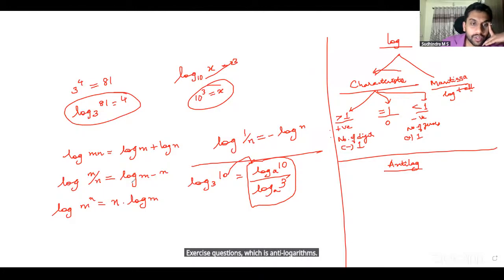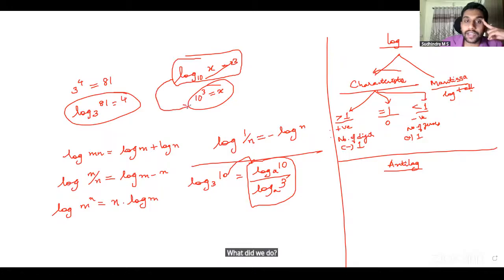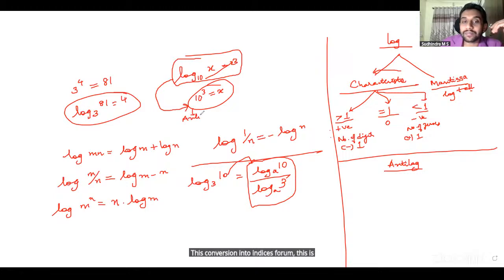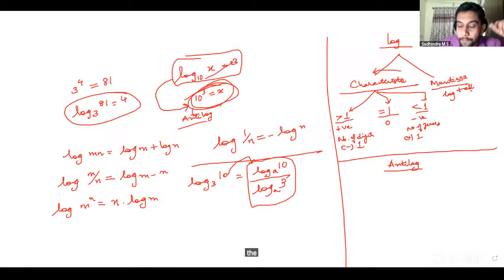Now, this is in logarithm form. What did we do? We converted it into which form? Indices form, correct? This conversion into indices form, this is anti-logarithm. Opposite of logarithm is anti-logarithm. So the way of presenting it in indices form itself is basically anti-logarithm.